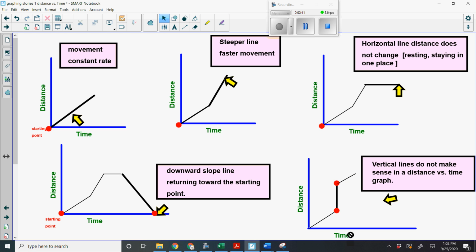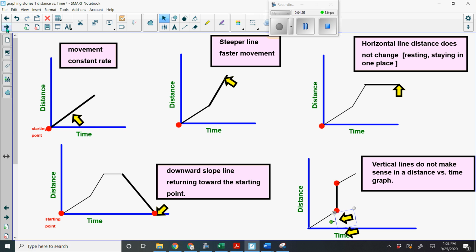Okay, let's say it's 1 o'clock. Here the time is 1 o'clock. And this red dot represents a store. Let's say it's Foot Locker. So this red dot represents Foot Locker. And this red dot is going to represent Taco Bell. And it's 2 o'clock in the afternoon. I cannot be at Foot Locker and Taco Bell at the same time. I can't be at Foot Locker and Taco Bell at exactly 2 o'clock in the afternoon. So that never makes sense. So if you see it, it doesn't make sense. Don't make a vertical line in a story graph.